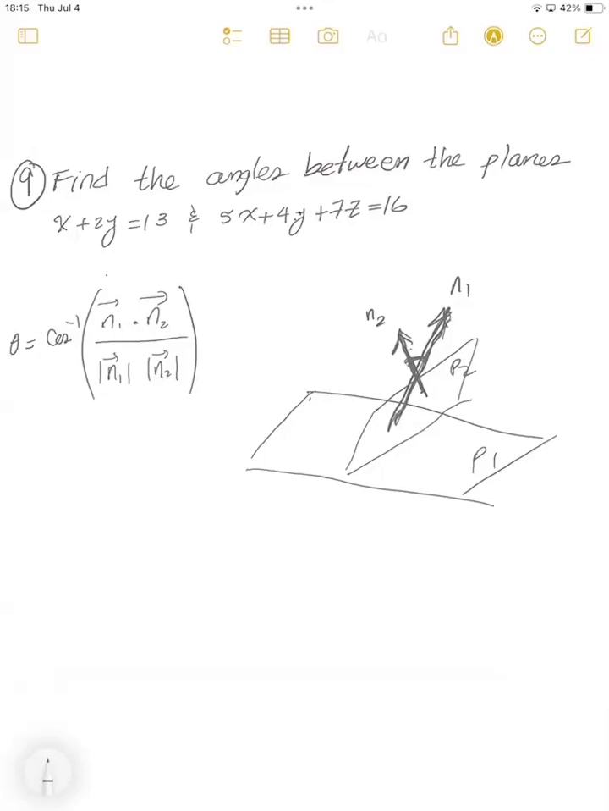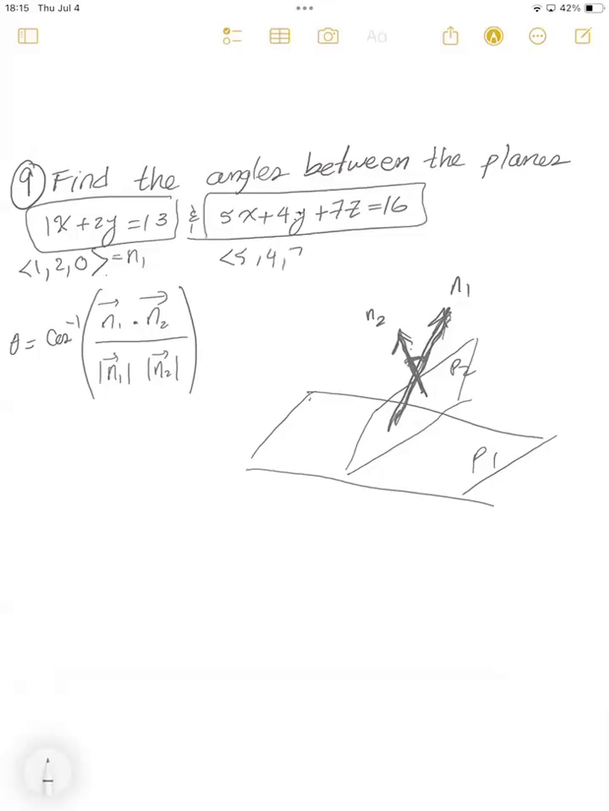To find N1 for this plane, I have 1, 2, and since I don't have a Z, I get a 0. That's N1. And for the other plane, I have 5, 4, and 7. So 5, 4, 7 is perpendicular to this plane, and 1, 2, 0 is perpendicular to that plane. The dot product of these two vectors divided by the magnitudes, I will plug in here and I will find the angle between them, this angle theta.